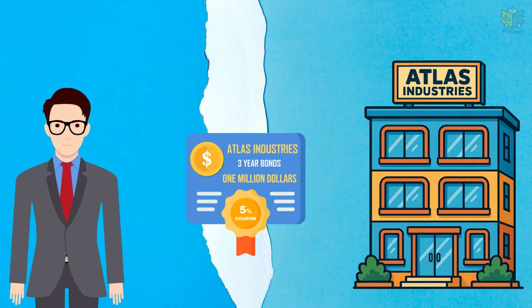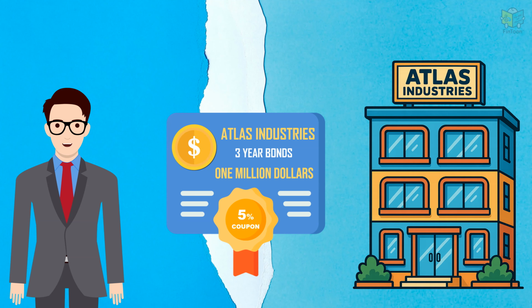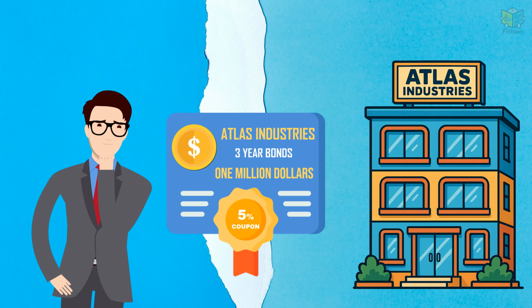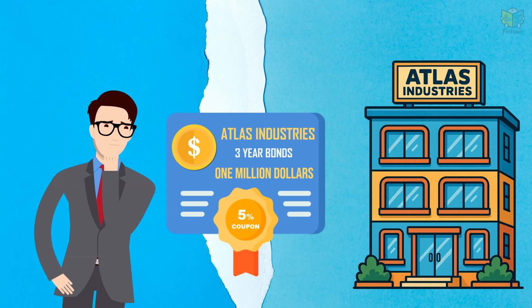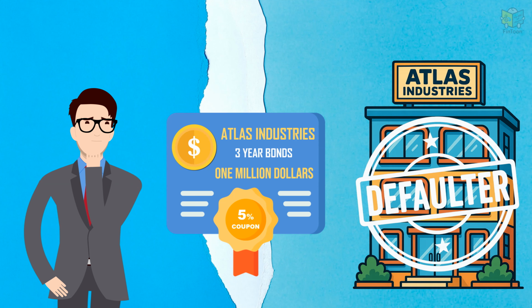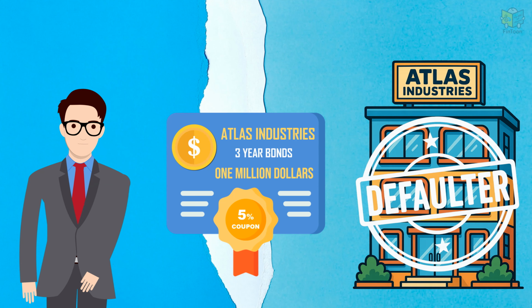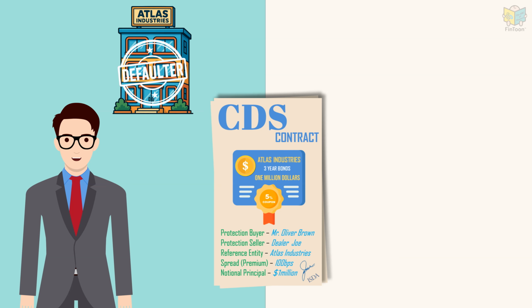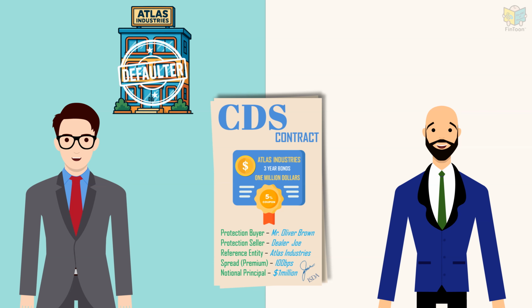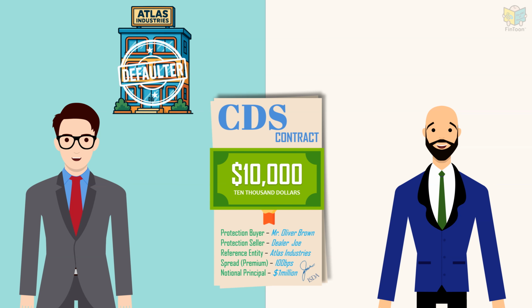Mr. Oliver holds $1 million in bonds issued by Atlas Industries, paying a 5% coupon and maturing in 3 years. Although the company has been making payments on time, Mr. Oliver is concerned that it might face financial trouble soon and could potentially default on both interest and principal repayments. To manage this risk, Mr. Oliver enters a CDS contract with a dealer, agreeing to pay an annual premium of 1% of the notional principal amount of $1 million. That's $10,000 each year.